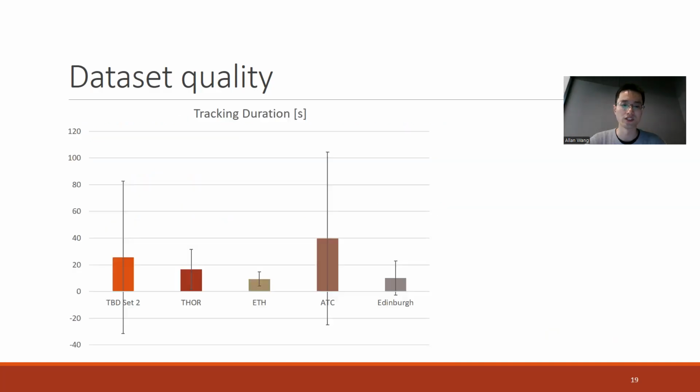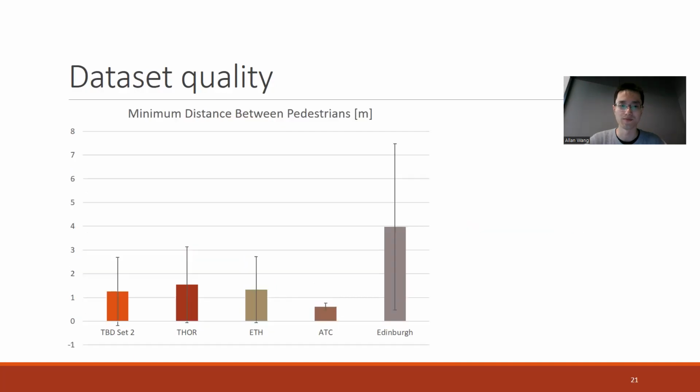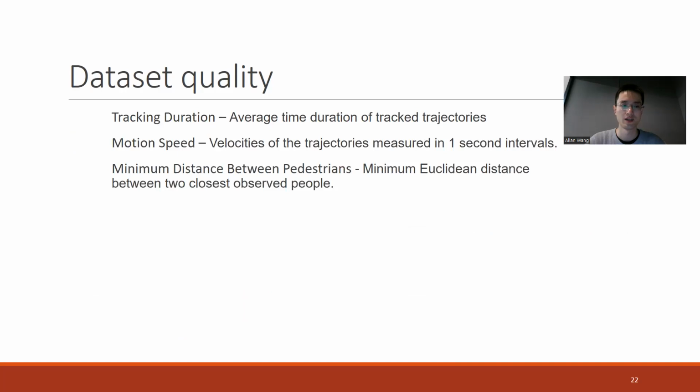In terms of tracking duration, our dataset has the second highest tracking duration and the second highest diversity in the tracking duration. Other datasets have pretty equal diversity in terms of pedestrian motion speeds, but numerically, our dataset is the second highest among the bunch. In terms of density, we also have the second highest density, and we also have very decent variation. So I would say our dataset does pretty good in these metrics.